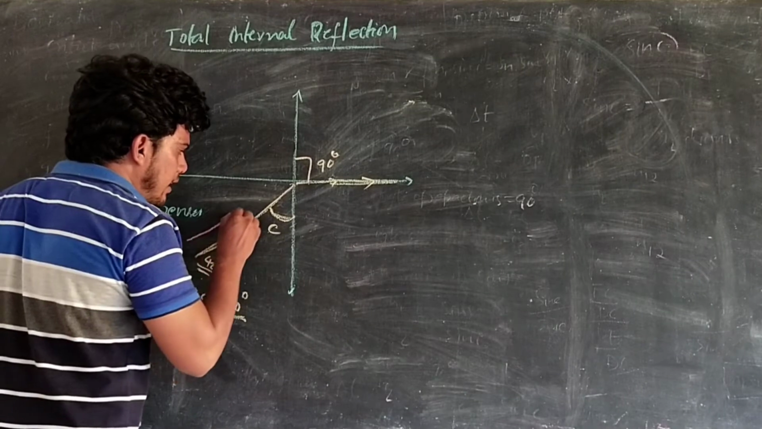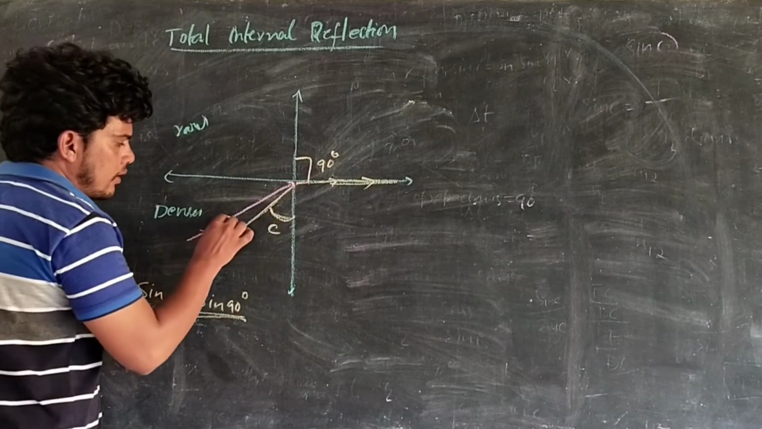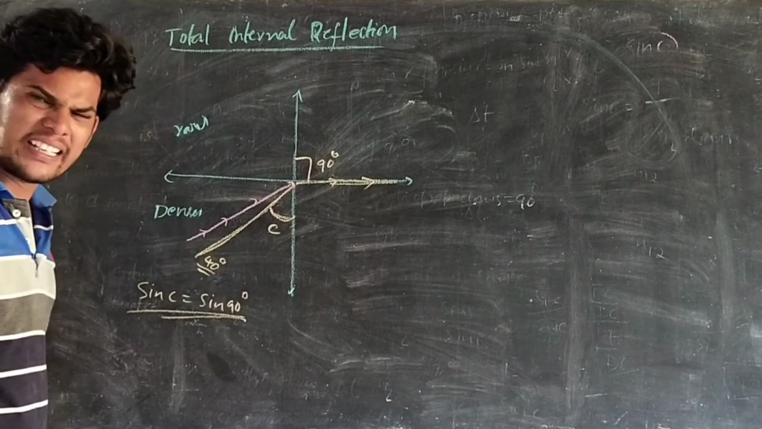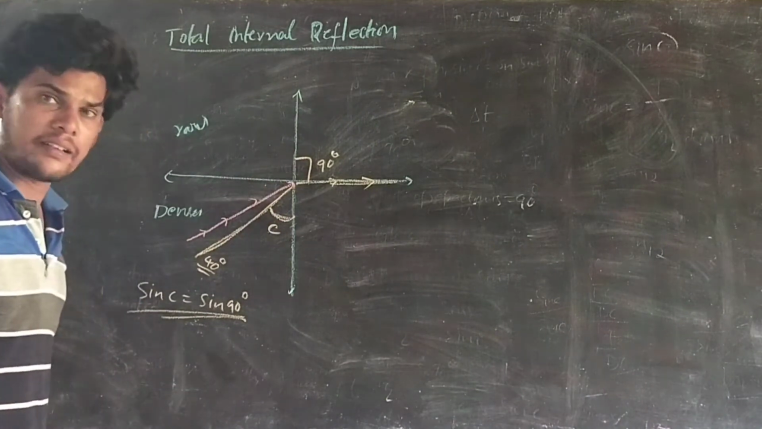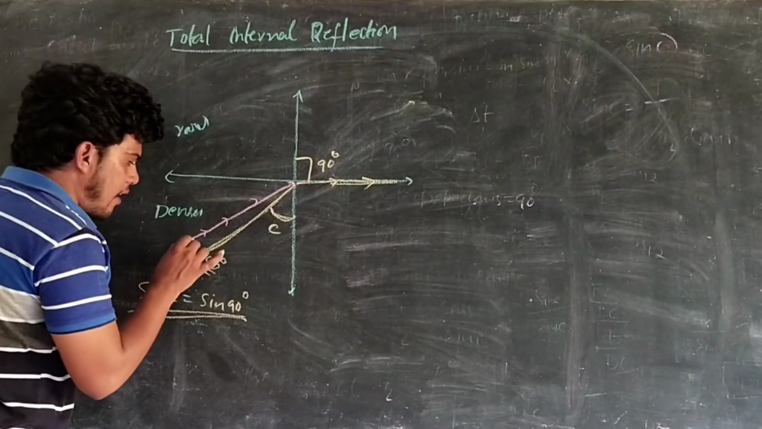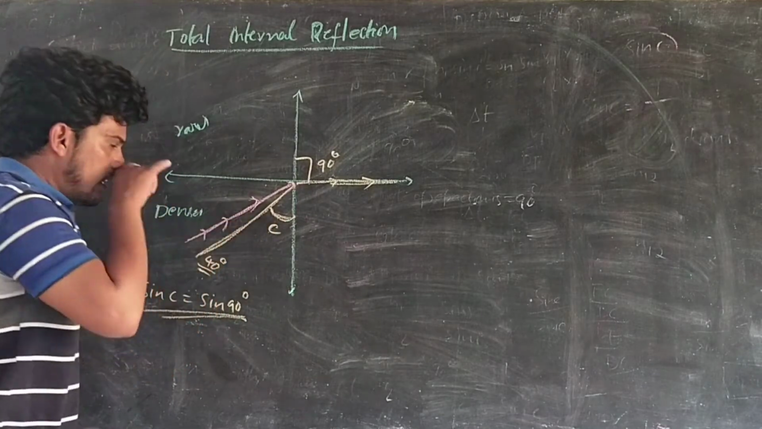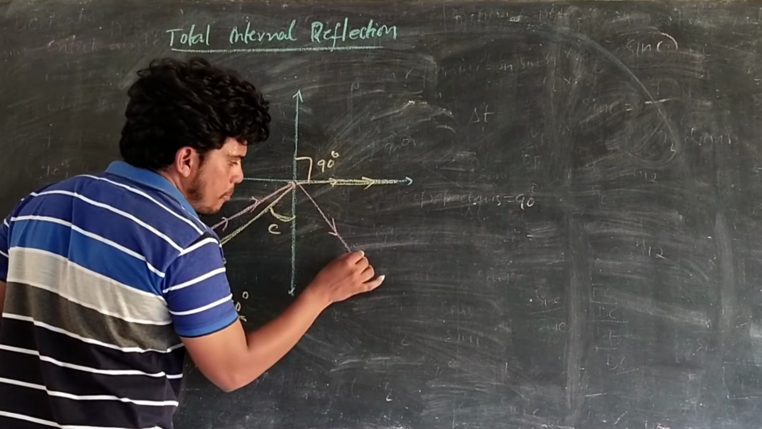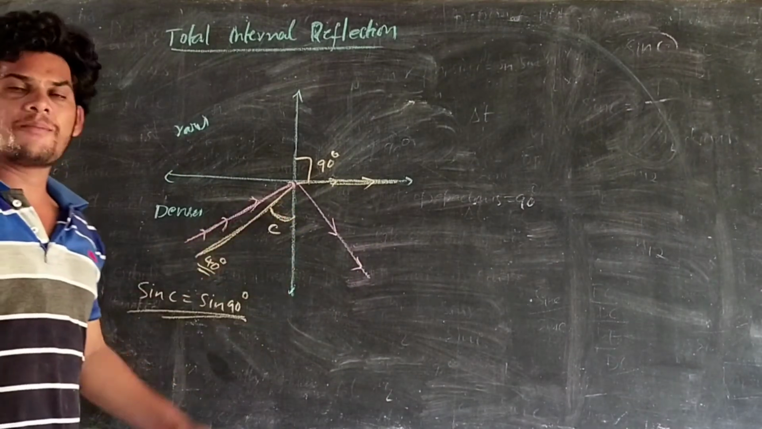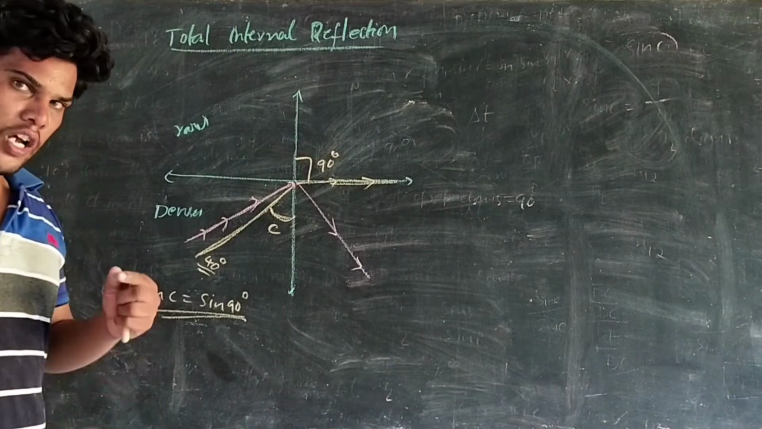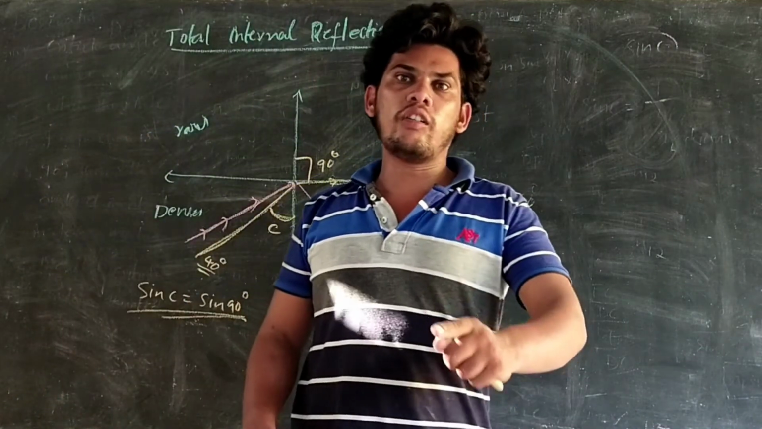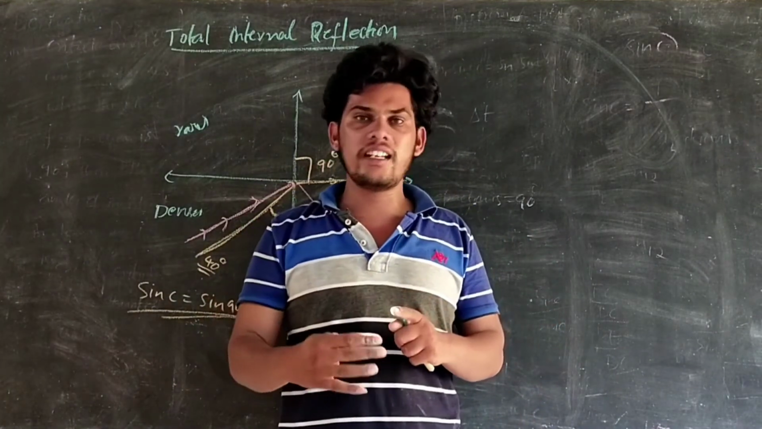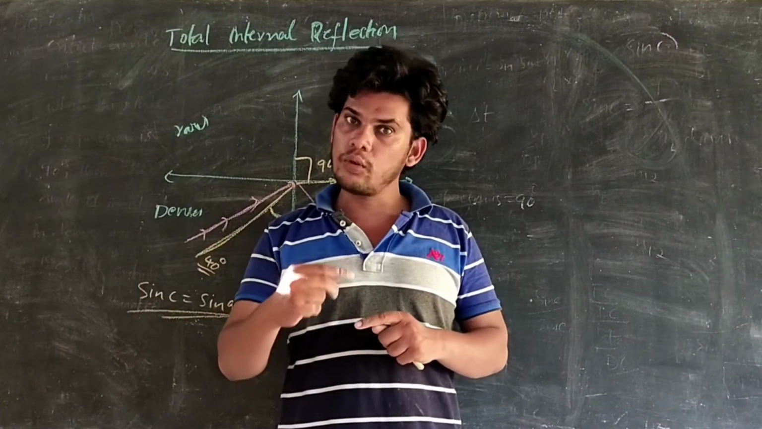Look here, when we increase the incident ray angle more than the critical angle, then the light bounces back without entering into the rarer medium. Means when the light ray travels from the denser medium to the rarer medium, it reflects back into the same denser medium. This is called total internal reflection. You have to remember this point. The total internal reflection phenomenon takes place when the angle of incidence is more than the critical angle.